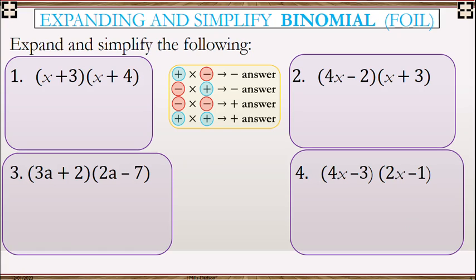Now this is binomial expansion, that is the FOIL method, where we have two brackets and there's no plus or minus in between them. We call it binomial expansion. Now the FOIL method goes like this.